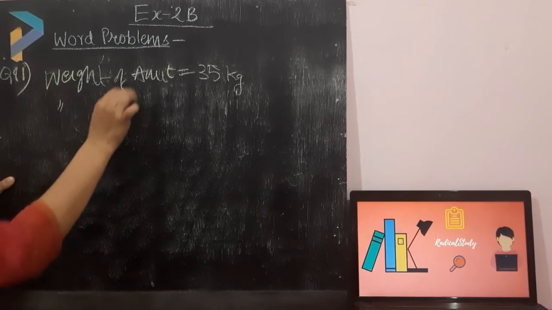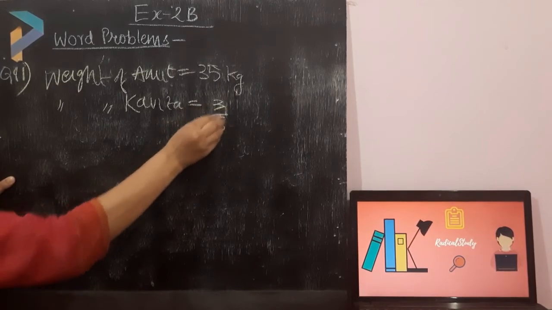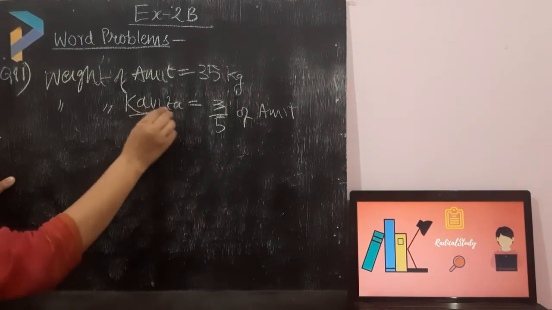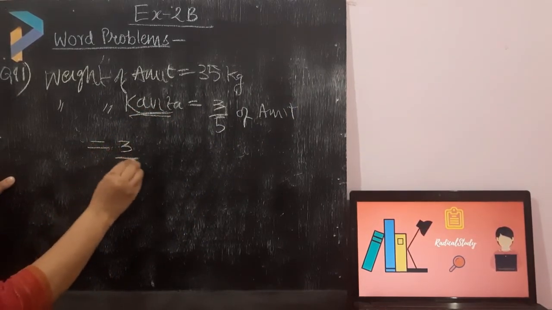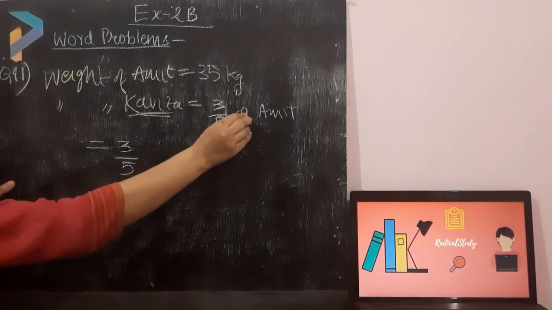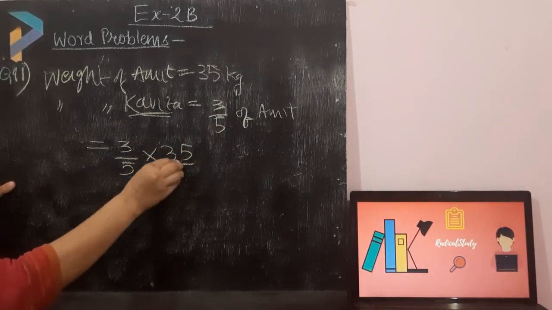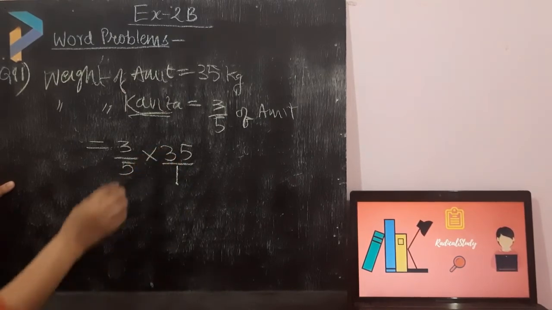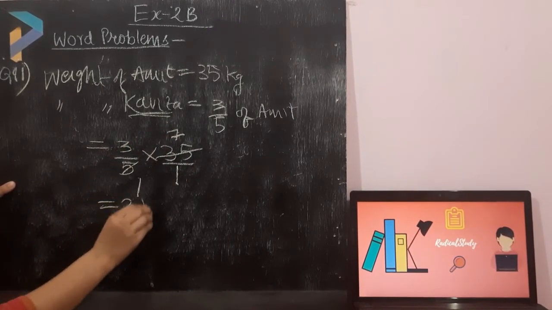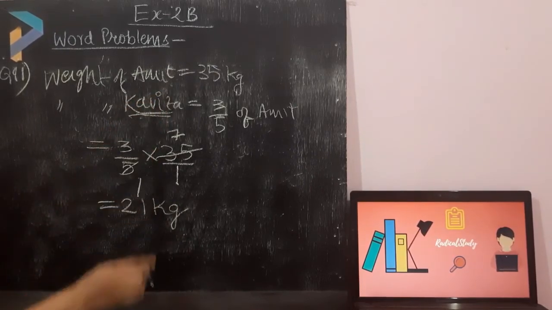Now weight of Kavita, यानी कि जो कविता का वेट है वो अमित के वेट का 3/5 है. 3/5 of Amit. So what you have to find out over here? Weight of Kavita. So 3/5 of Amit. How will you solve? As I have explained you what is the use of 'of' in fractions. So how will you multiply? You will multiply the weight of Amit over here. And as I told you, if there is nothing in the denominator, we will consider it by default 1. Now 5 ones are 5, 5 sevens are 35, 3 sevens are 21. So the weight of Amit's sister, that is Kavita, weighs 21 kg.